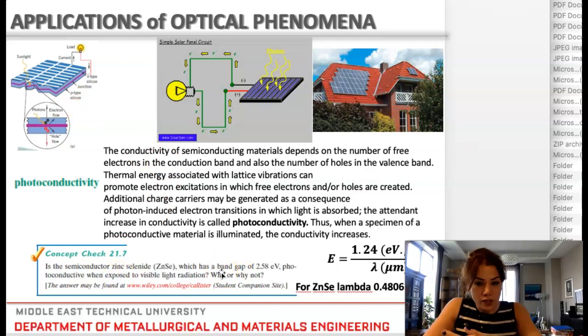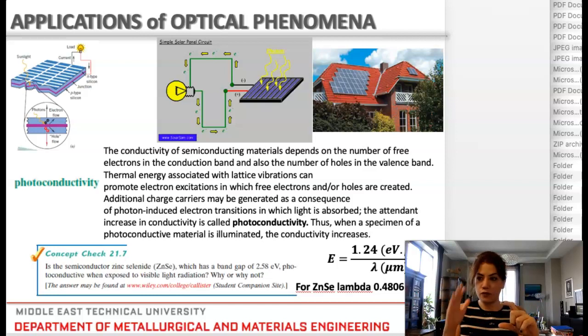So here is another concept check question. Is the semiconductor zinc selenide, which has a band gap of 2.58 electron volts, photoconductive? As soon as we see the electron volts band gap value, what do we do? We find the corresponding wavelength. If I put 2.58 here, I obtain 0.4806 micron, which is approximately 480 nanometers. So if I have a zinc selenide material with 2.58 electron volts, is it photoconductive when exposed to visible light radiation? What is the visible light range? 400 to 700.